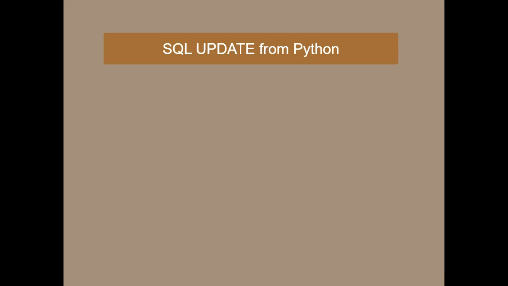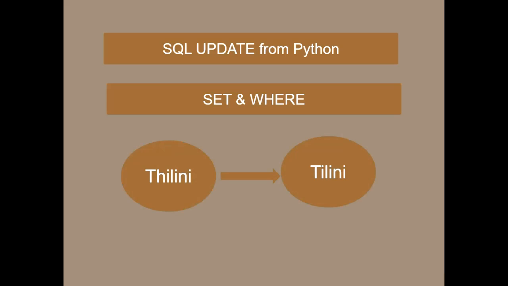Good morning. Let's discuss how to issue a SQL update command from a Python application to update records in a MySQL table. Here we use the SET and WHERE commands. From time to time we need to change the spelling of a student's name, for example change the name Thilini to Tilini. First we need to find a particular record as described in an earlier module.